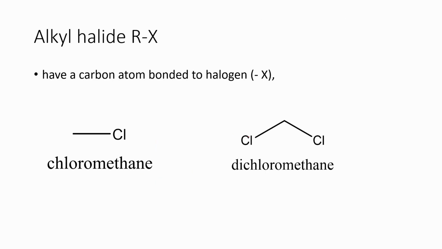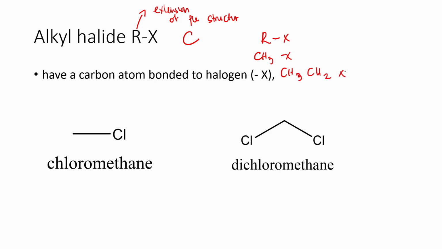So the first one is our alkyl halide, or our RX. In the rest of the lecture, we will be referring to R as the extension of the structure, but R always starts with carbon. So in the case of RX, it could be CH3, X, or CH3, CH2, X, etc. We just use R to describe the rest of the structure, and R is always carbon.